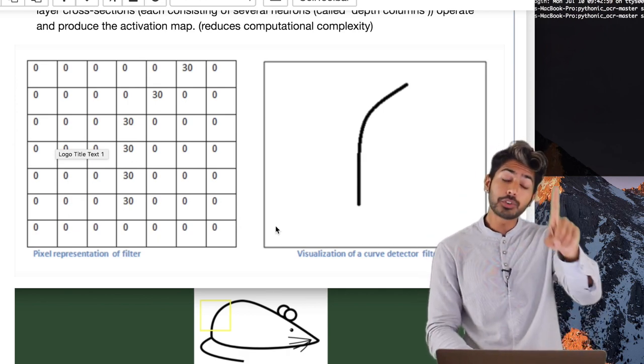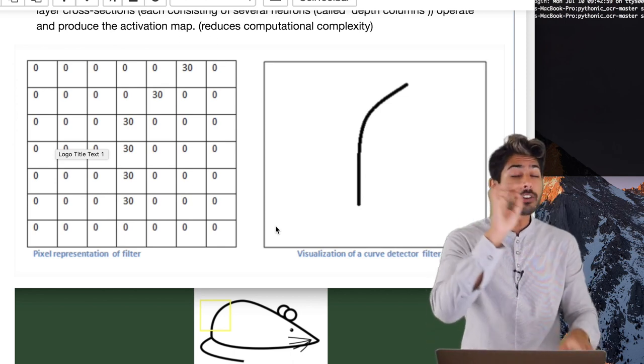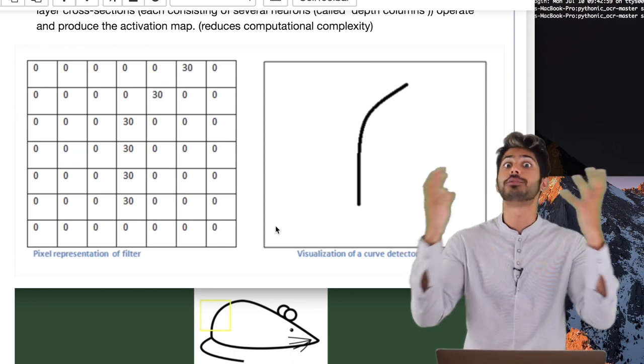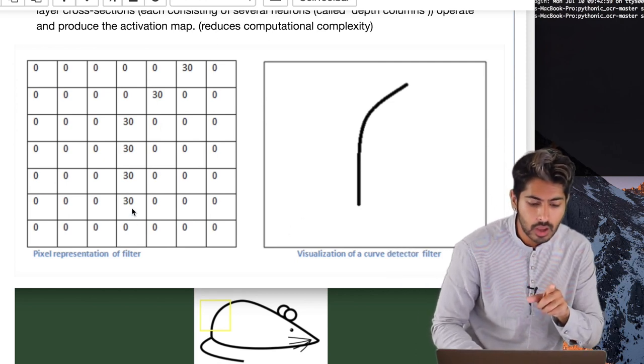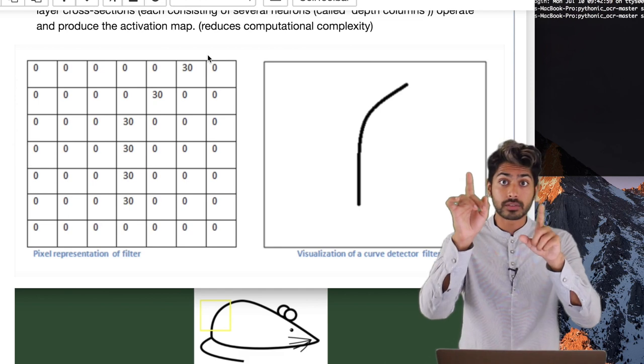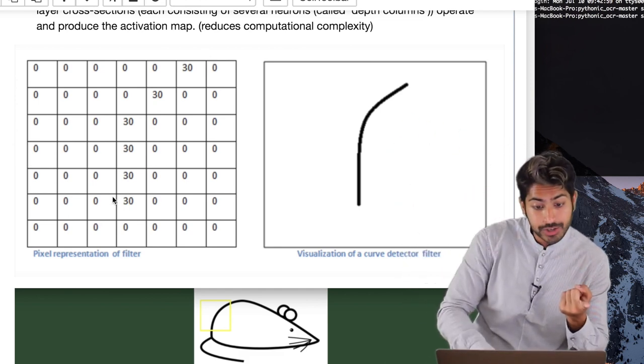What this filter is going to look like for detecting this specific type of curve is a very sparse filter. That means there's a lot of zeros, all these zeros except for right here. You see this 30, 30, 30, 30. And notice that these values represent the shape. They go in the direction of the shape.